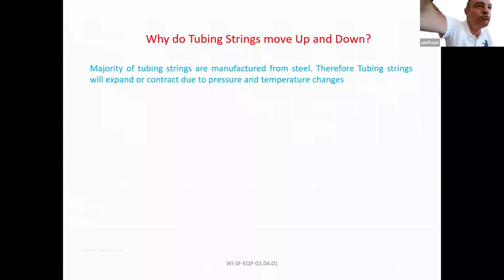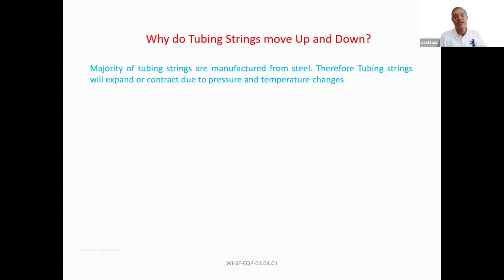If you don't have these accessories, who will withstand this fluctuation in length? It is the completion tubing itself. So if you don't have a device within the completion production tubing, when you buy this completion tubing, you have to buy it with high tensile strength, because the tubing itself will withstand this tension or compression due to the change of temperature.